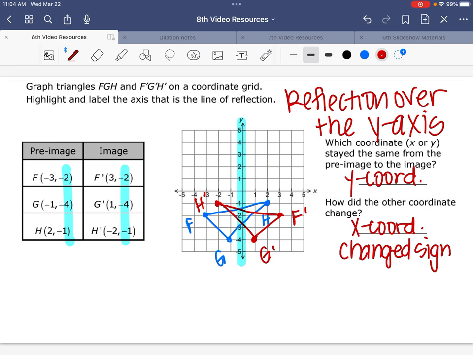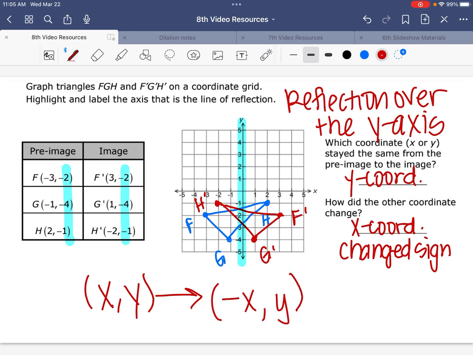And so just like the example we just saw when it reflected over the x-axis, we can write our algebraic rule. So our pre-image, which is (x, y), maps to our new image when it's reflected over the y-axis, and the sign of the x-coordinate changes. So we have the opposite of whatever x is, and the y-coordinate stays the same.